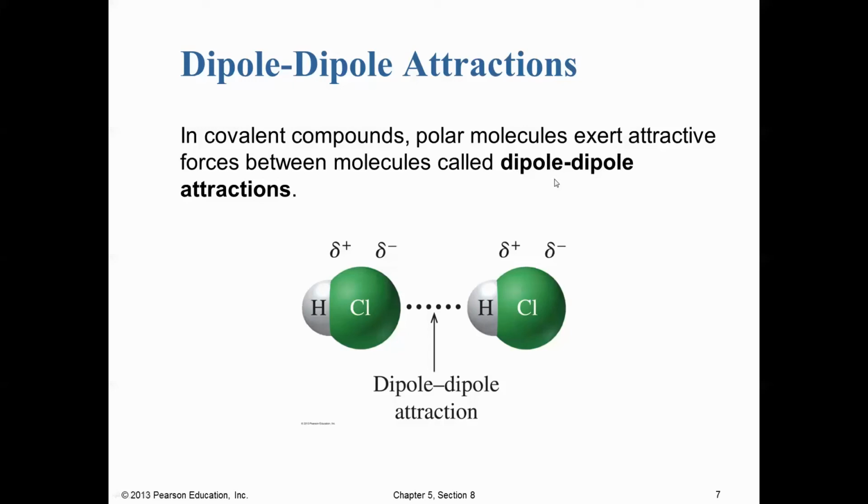Any molecules that contain polar covalent bonds, and we just talked about how to determine if a bond's polar, are going to display these dipole-dipole attractions. Because we have this uneven sharing of electrons, one end of our molecule is more positive, one end more negative, and this can result in weak attractions to neighboring molecules.